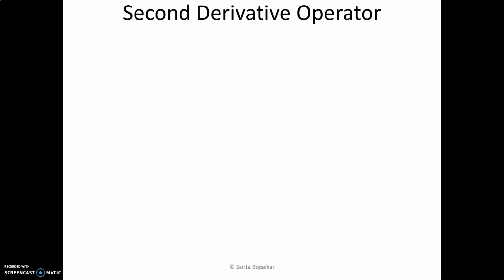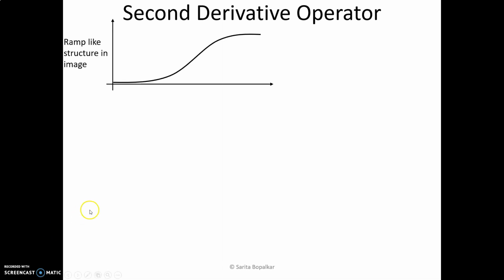Second derivative operator. This is a ramp-like structure of an edge in an image. We have taken the ramp-like structure. As we discussed in the previous video, the edges we will find in real world images are not a step edge. Generally, it is a ramp-like structure. That's why we have taken the example of ramp-like structure of an edge.